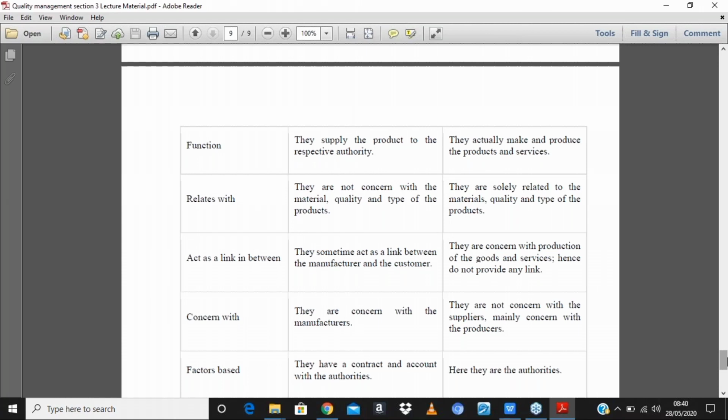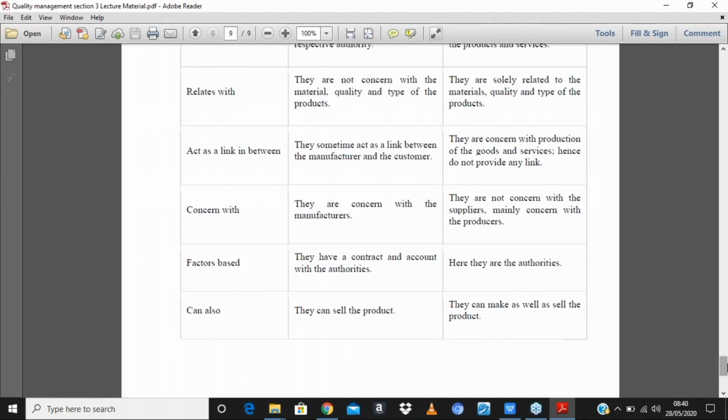The suppliers act as a link between manufacturer and customer. Manufacturers are solely related to materials, quality type, and product, whereby suppliers are not concerned with material quality type directly. They just ensure that the products are of quality. So it's not their goal to go and start looking for what will be used in manufacturing. That is the responsibility of manufacturers. Suppliers are concerned with manufacturers because they depend on them, and manufacturers are not necessarily concerned with their suppliers. They are mainly concerned with production.